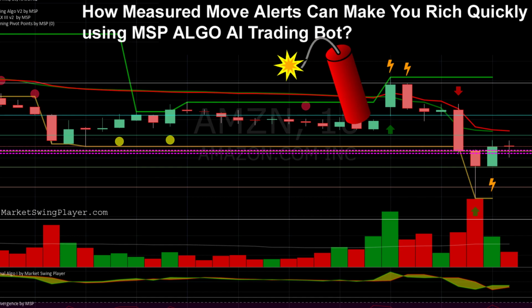Today we're going to talk about how measured move alerts can make you rich quickly using MSP ALGO Artificial Intelligence Trading BOT. We're going to discuss what a measured move alert actually is and why it is beneficial to trade to make fast money moves.